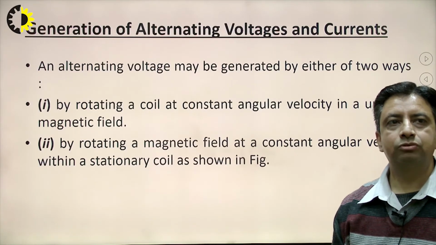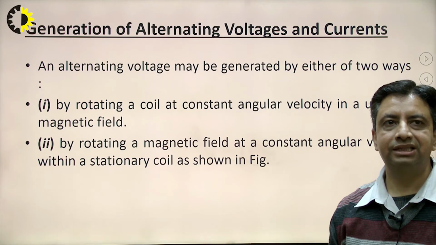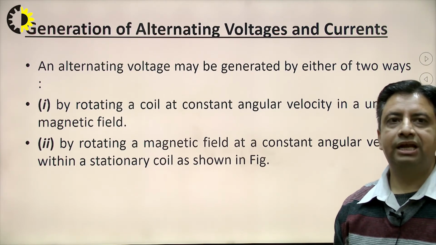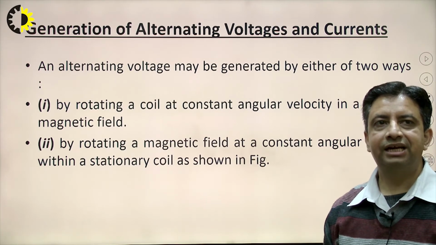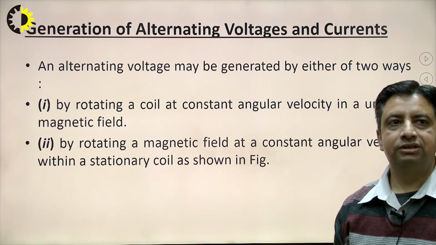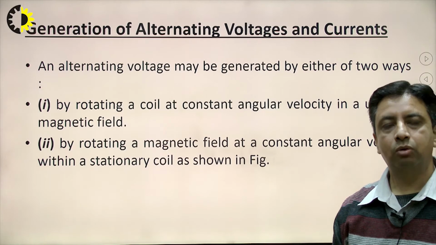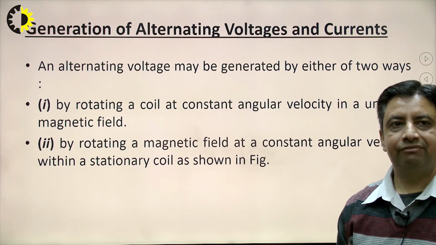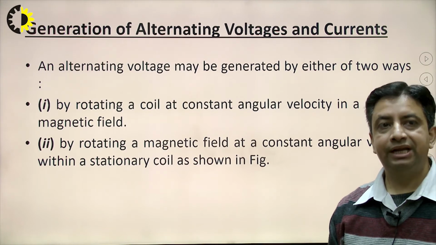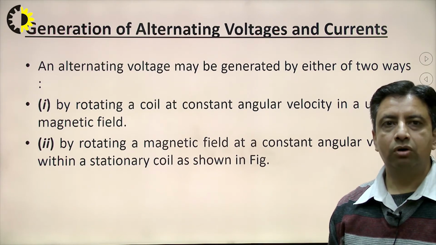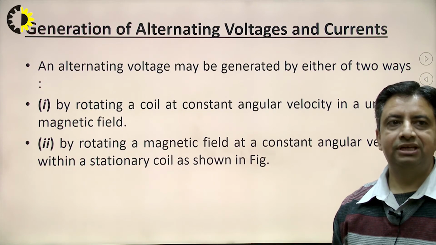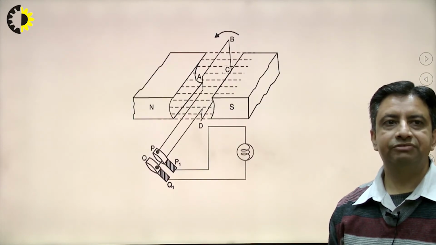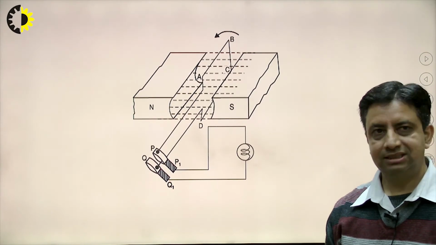Now, the next question arises: how to generate this alternating voltage and current? There are two ways by which we can generate alternating voltage. The first is by rotating a coil at a constant angular velocity in a uniform magnetic field, and the second is by rotating the magnetic field at a constant angular velocity within a stationary coil, as shown in the figure. With the help of this figure, I am going to discuss this concept.